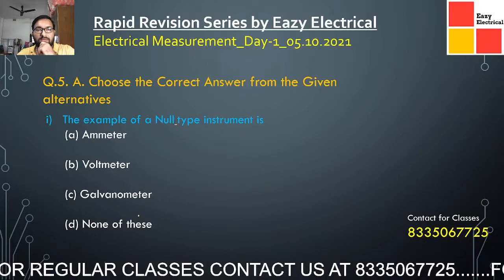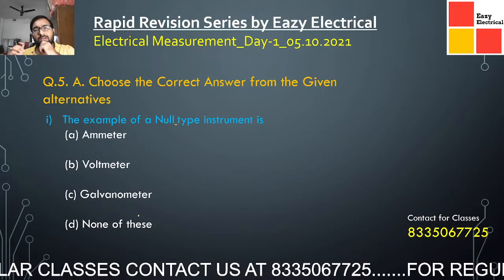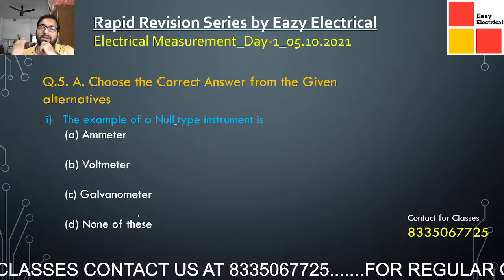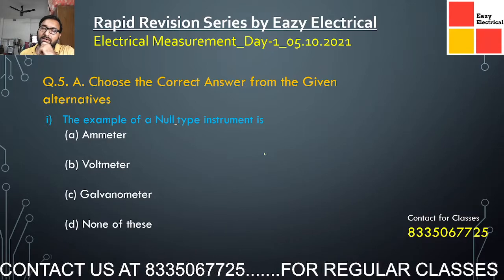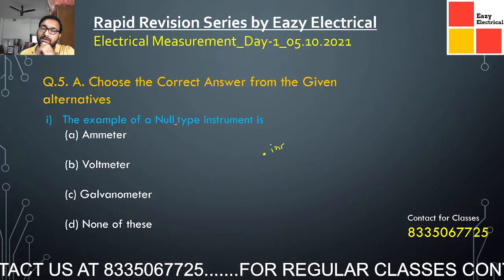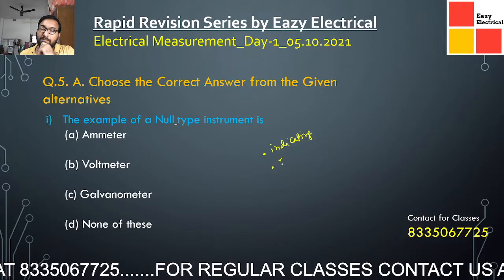Now coming to the next question: the example of a null type instrument. What type of instruments are null type instruments? If we classify any instrument, we do it like this. Indicating instrument is one classification, then integrating is another.